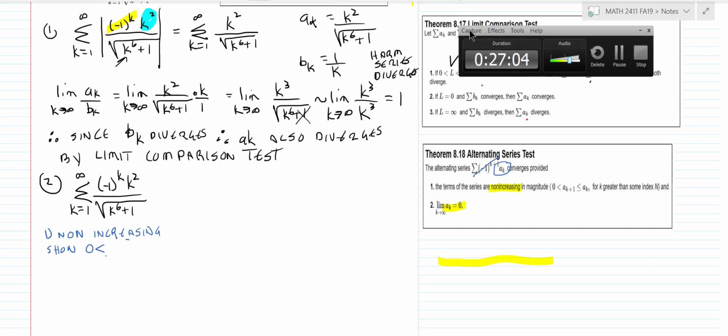So we're looking at the next term in the series. That would be k plus 1 to the second, all over the square root of k plus 1 to the 6th plus 1, and that's less than or equal to the original. So we're going to need to verify that that's true.